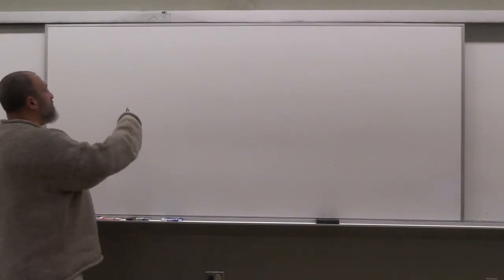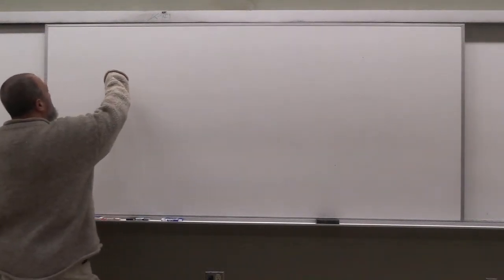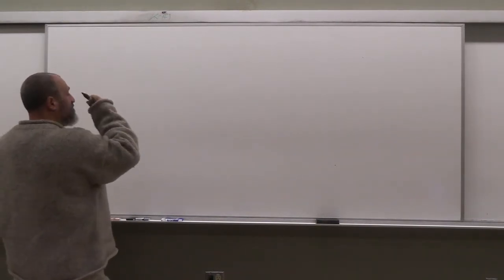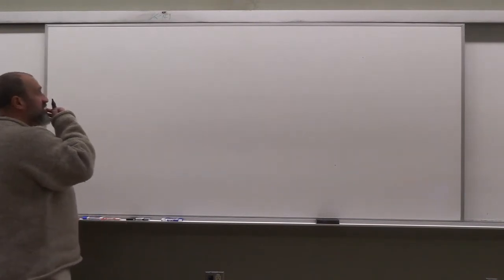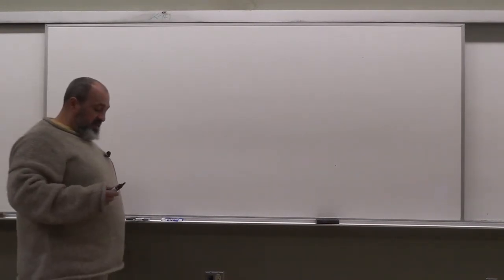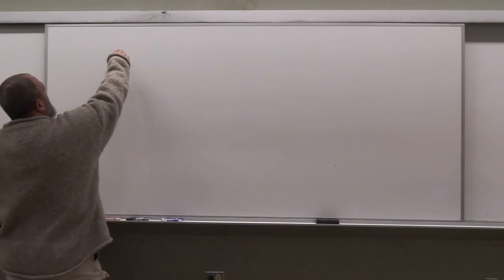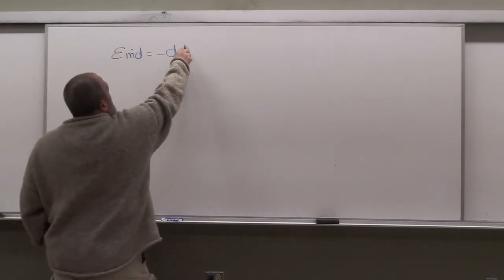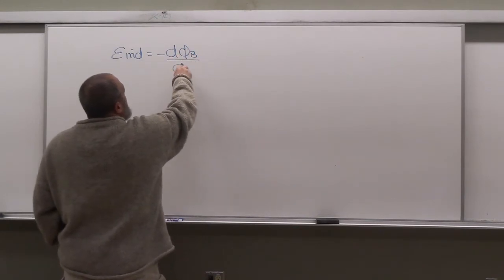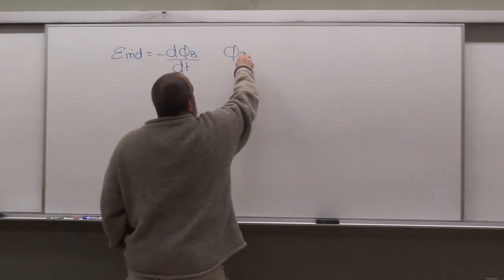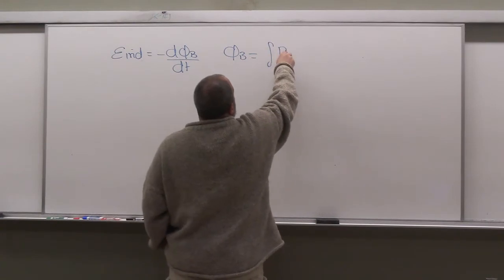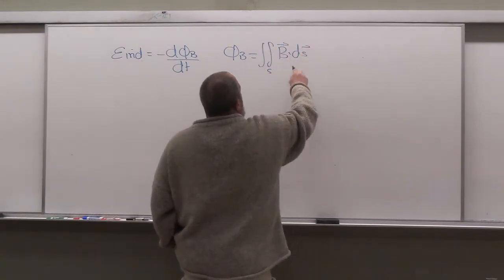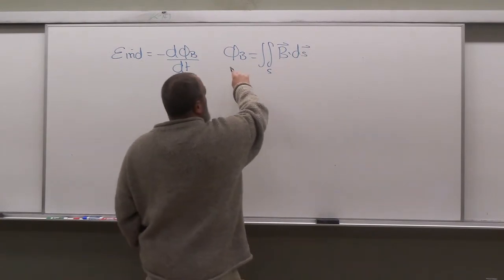Right? So a little bit more about examples on Faraday's law. You have epsilon induced is minus d phi magnetic by dt. So phi magnetic is the integral of B dot dS, the integral over the surface. So how can you change the phi magnetic as a function of time?